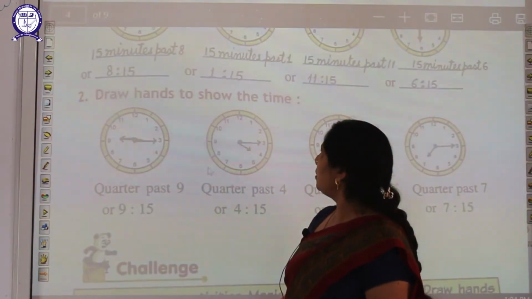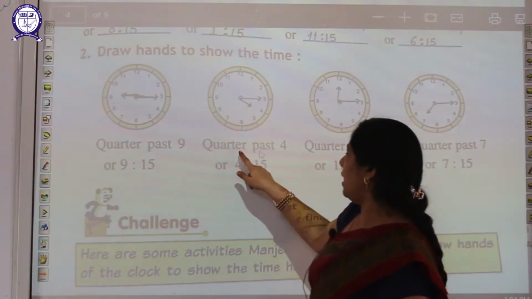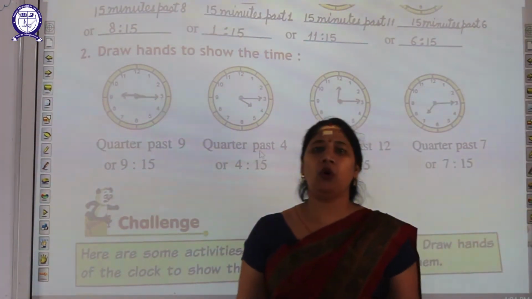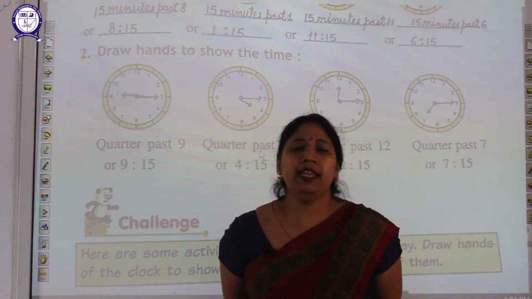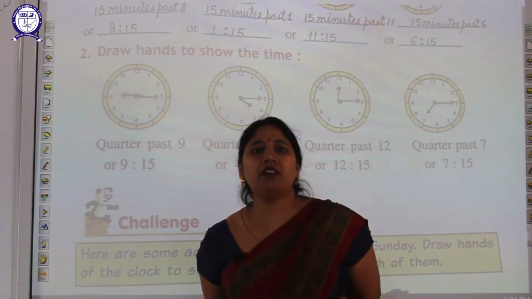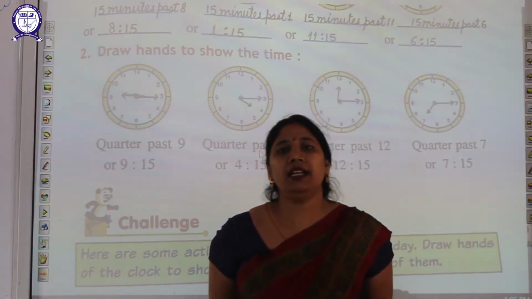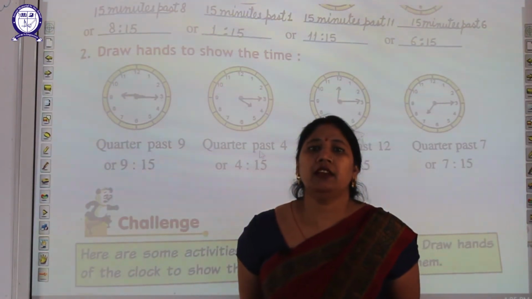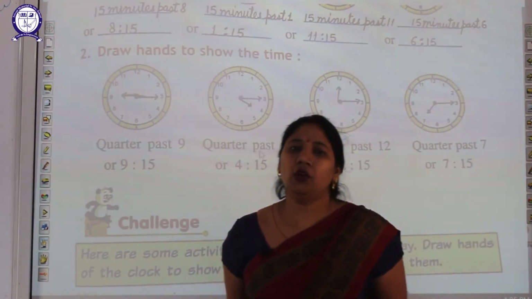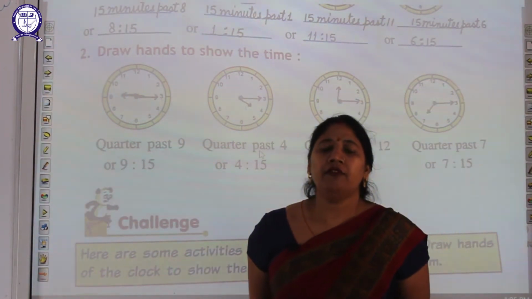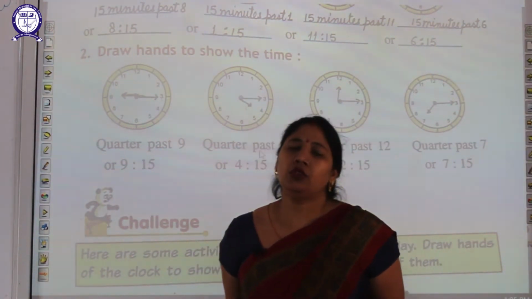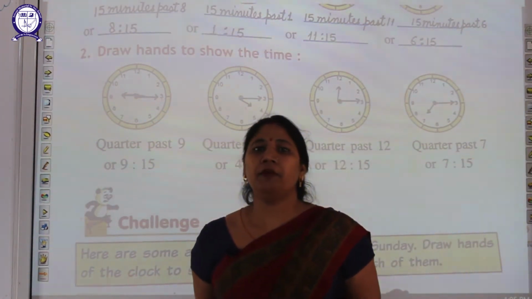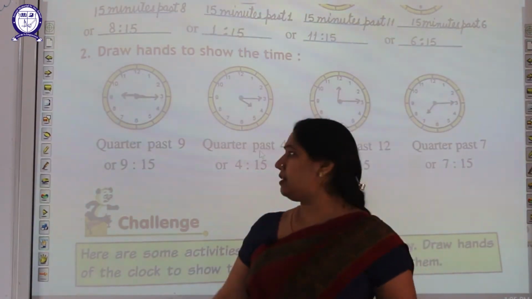Draw the hands to show the time. Quarter past, quarter past, quarter past, quarter past. The common thing is all the clocks show quarter past. When quarter past is given, the minute hand, the longer hand, is at 3. Okay, 3 fives are 15. The longer hand is at 3. Each number shows 5 minutes.